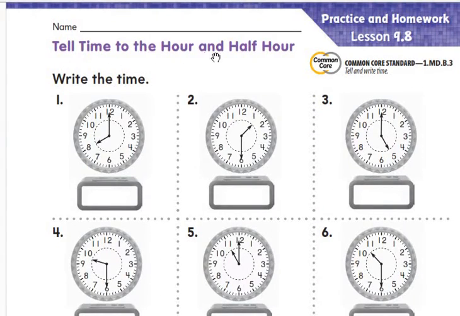Tell time to the hour and half hour. Write the time. So here the hour hand points at number 8 exactly. In this case, let us have a look at the minute hand. It points to number 12. So what's the time here? Yes, it is 8 o'clock.